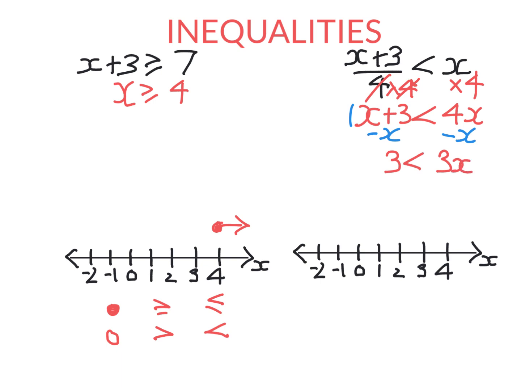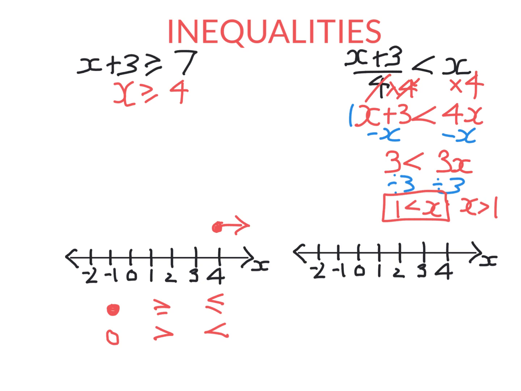So now I'm going to undo timesing by 3 by dividing by 3. So 3 divided by 3 is 1. And of course, 3x divided by 3 is just x. So I get 1 is less than x. It might be a bit confusing to write it that way. Note, 1 is less than x is the same as saying that x is greater than 1.